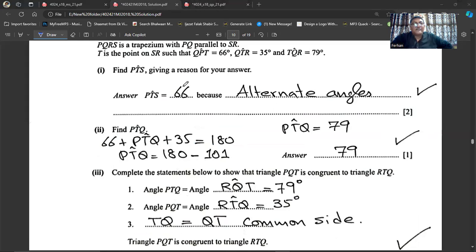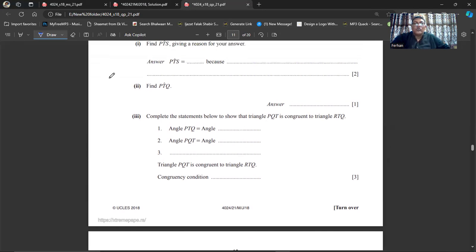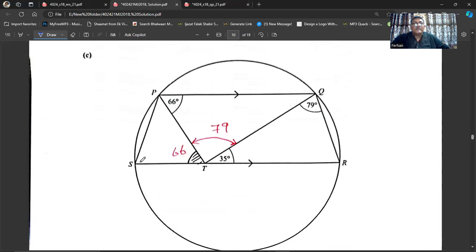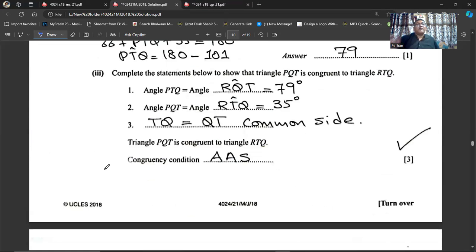Okay, then we have this question. He says, complete the statement below to show the triangle PQT is congruent to the triangle RTQ. So they are basically talking about PTQ and RQT. This angle and this angle are equal to each other because they are alternate angles. This angle and this angle are the same because they are both 79. And this side is common in both these triangles. So for the angle side postulate, we can say that these two triangles are congruent to each other.